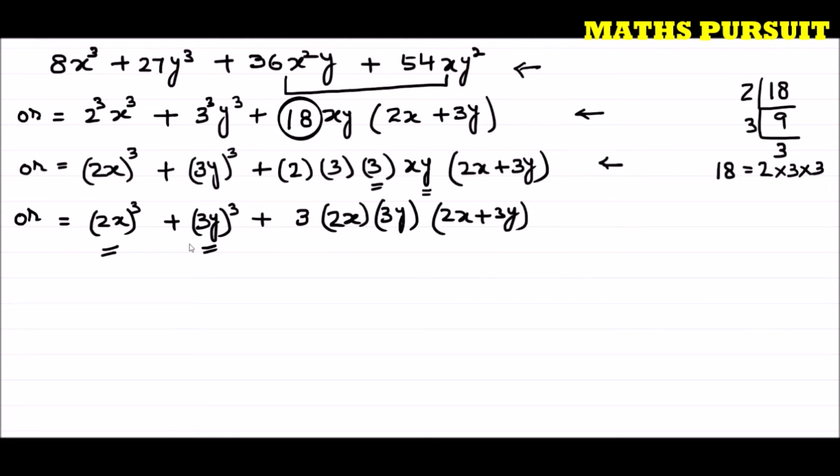Hope guys I'm very clear till here. Instead of 2x, I have attached this 2 with x, and I have attached this 3 with y. How I have attached, or why I have attached? Looking here, this is 2x and 3y. I have attached x to 2 and y to 3, and I'm left with 3. So I have written here as it is 3, and I have written here 2x plus 3y.